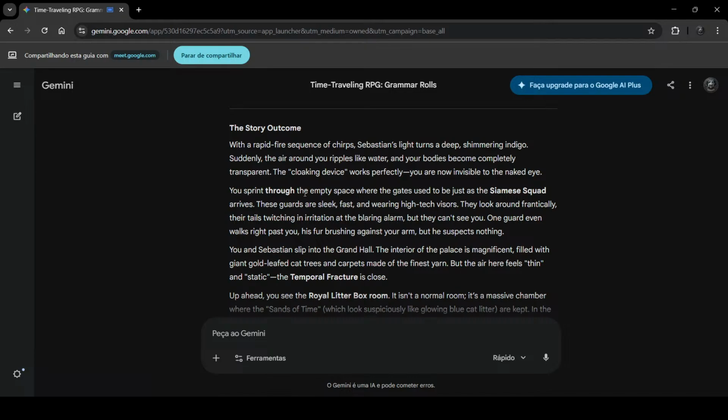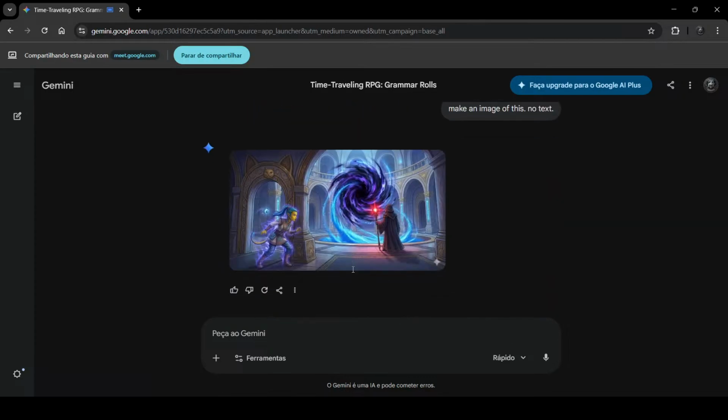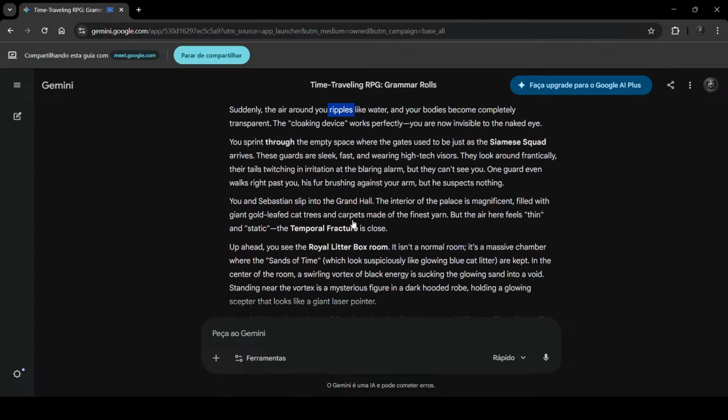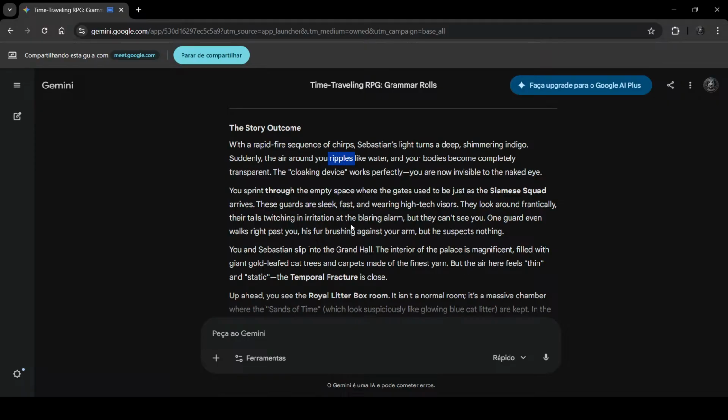What is the meaning of ripples? When you throw something into water and it makes those round waves, ondulações, right? So the air around you ripples like water, and your bodies become completely transparent. The cloaking device, okay, invisible to the naked eye.